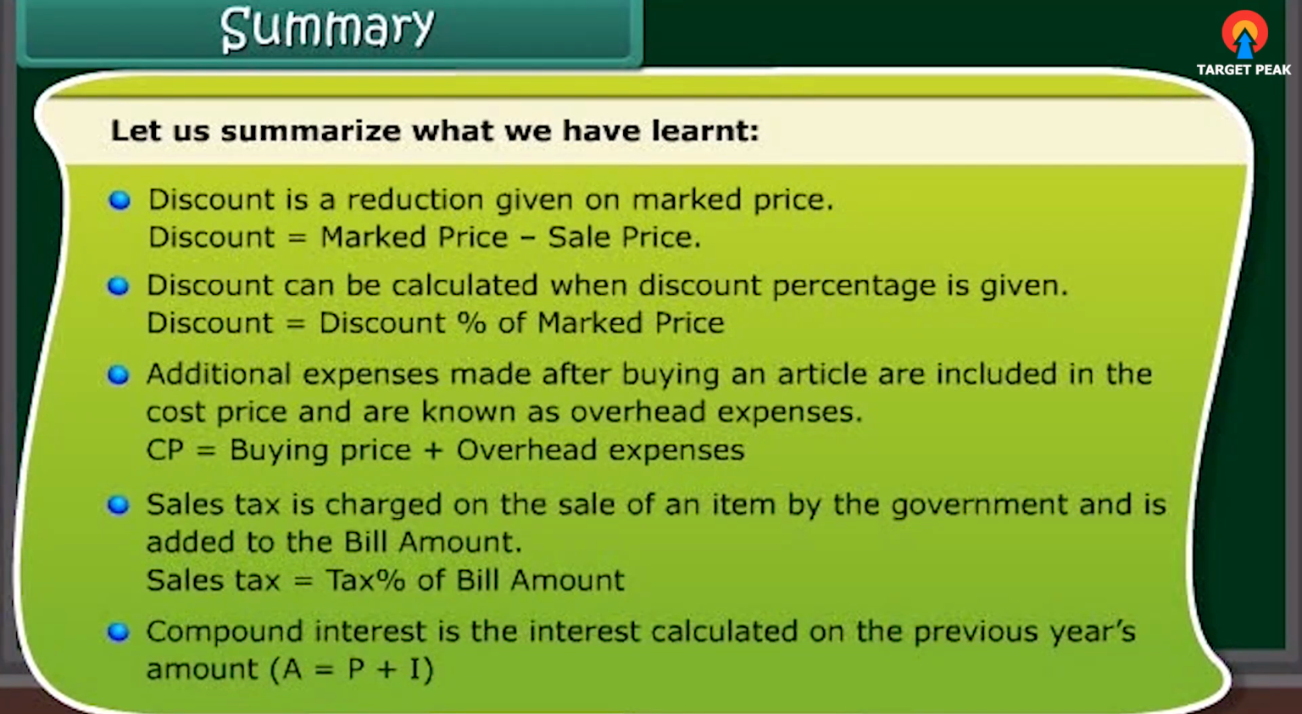Compound interest is the interest calculated on the previous year's amount, A = P + I. Amount when interest is compounded annually.